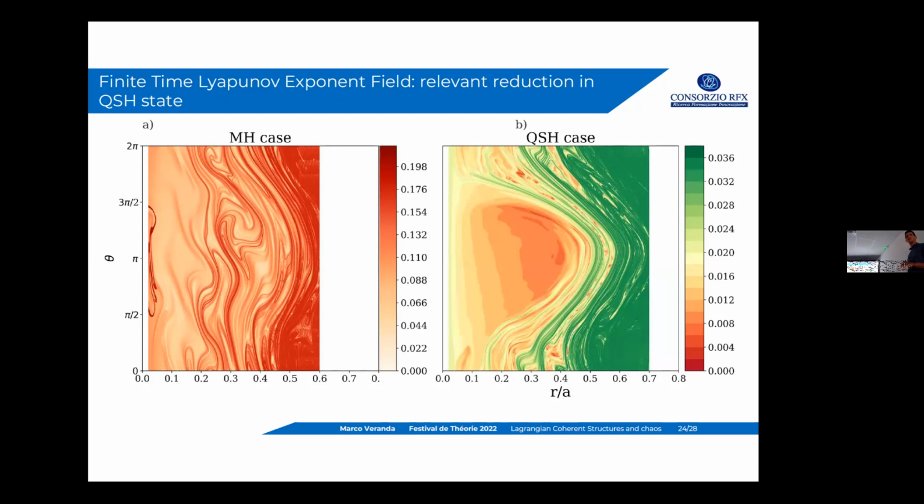And one notices two things. Well, first of all, that the absolute value of the finite time Lyapunov exponent field decreases a lot. This means that the process of setting in a helical shape starts a process of healing of the magnetic field. But also you can see that there are clear structures here in the finite time Lyapunov exponent that can be revealed by calculating the Lagrangian Coherent structure.